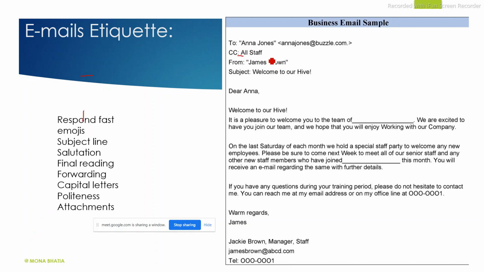Here, when they must have made some setting, that when they write CC all staff, that means all those people who are in the staff will get it. For example, here Anna Jones at buzzle.com. So all those people, A at buzzle.com, B at buzzle.com, will get this email. Okay.